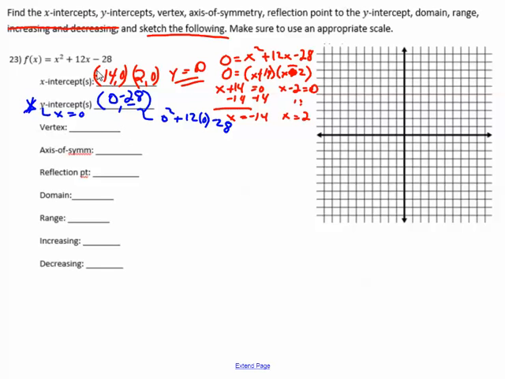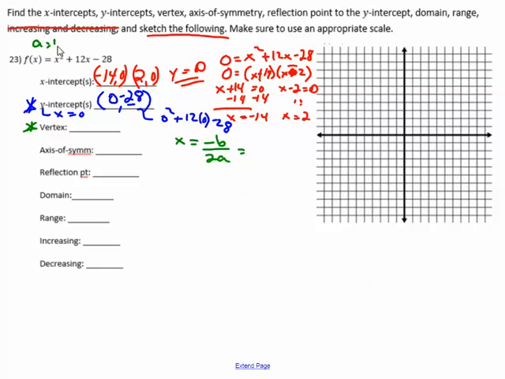What's my vertex? Well, if I've got my equation in general form, three terms, the vertex happens when x equals negative b over 2a.